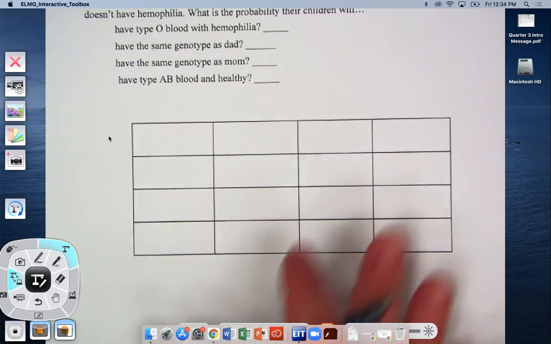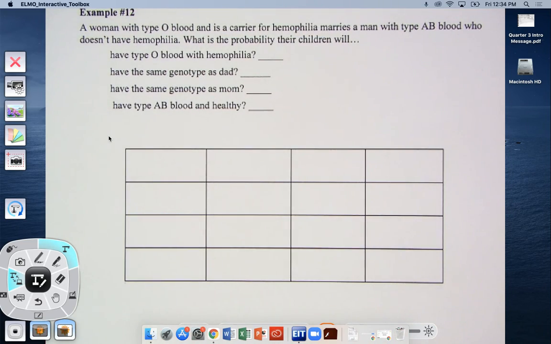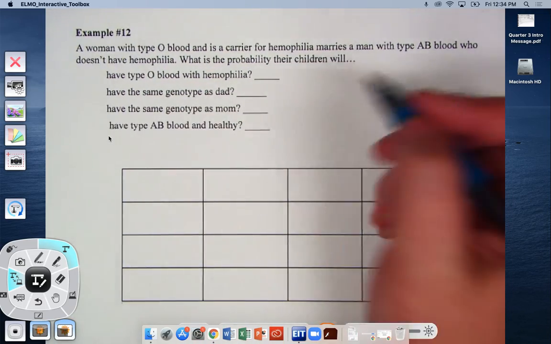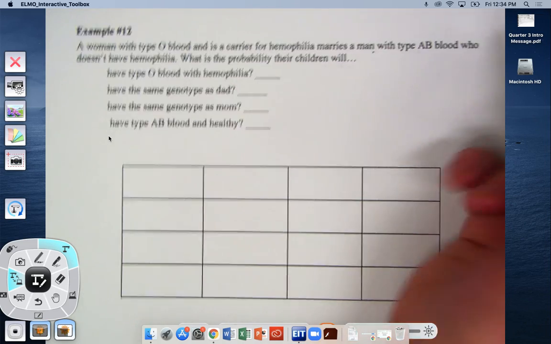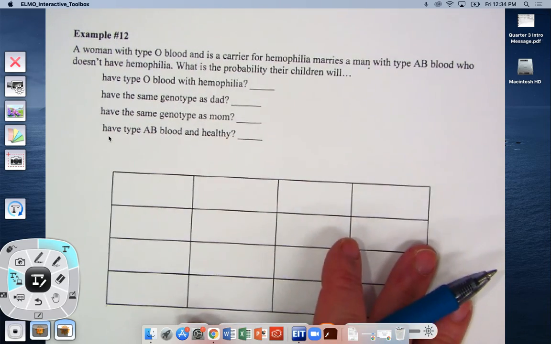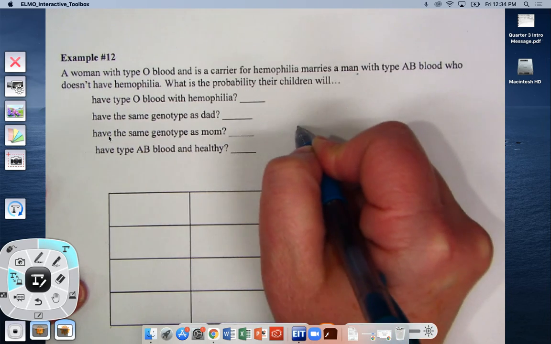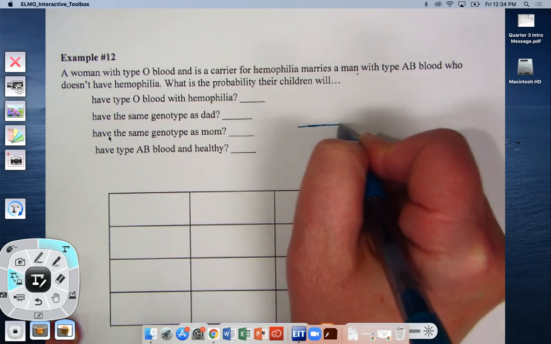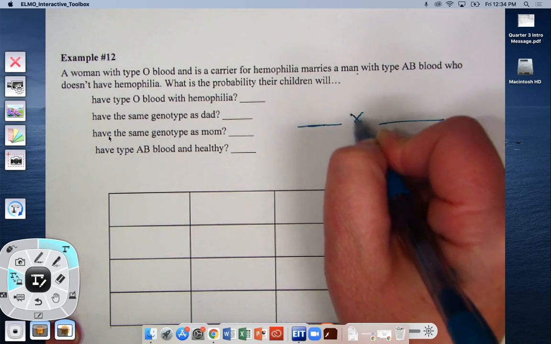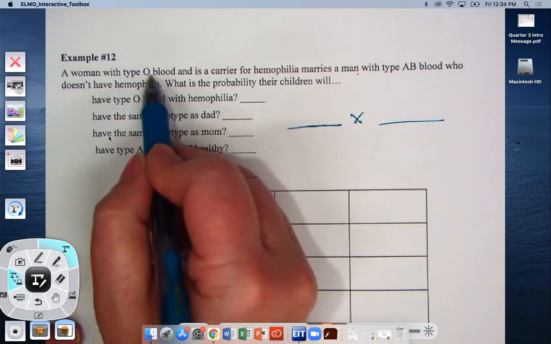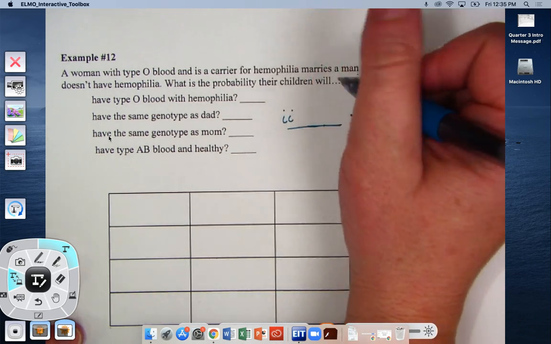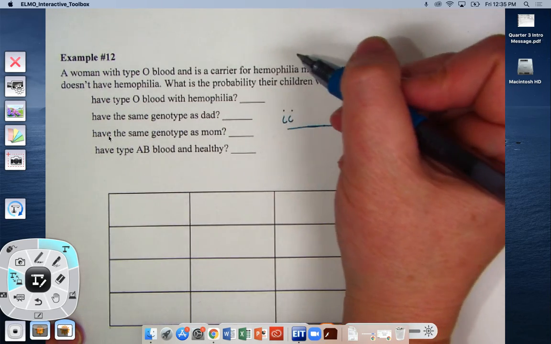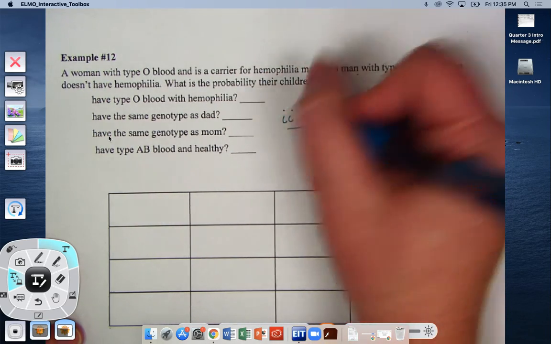Last problem. I know you're probably tired of listening to me. So here we go. A woman with type O blood is a carrier for hemophilia, marries a man with type AB blood who doesn't have hemophilia. Boy, this is getting complicated. So it's woman with type O blood, little i, right? I always write it as cursive. I don't know why. I should just do print. And then is a carrier for hemophilia.